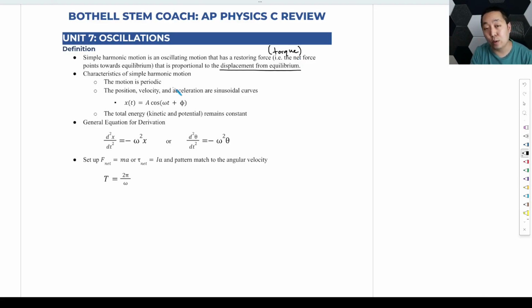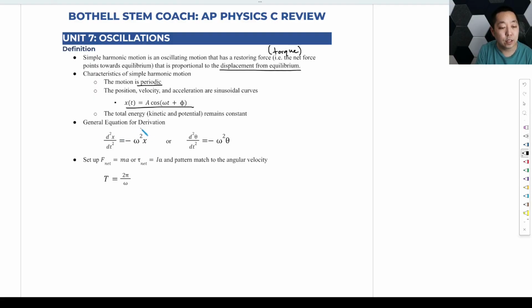Now, the consequence of that when you set up that kind of differential equation, and we'll review how to do that, is that the solution looks like a sinusoid. It's periodic. It has a position, and subsequently the velocity and acceleration, which are derivatives, is going to be some amplitude times cosine of omega t plus phi. And then overall, the total energy, kinetic and potential energy, remains constant. Those are very common characteristics for all scenarios.